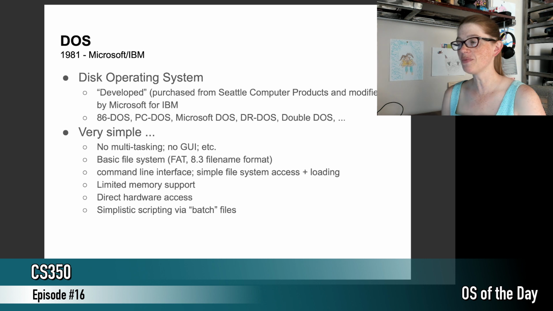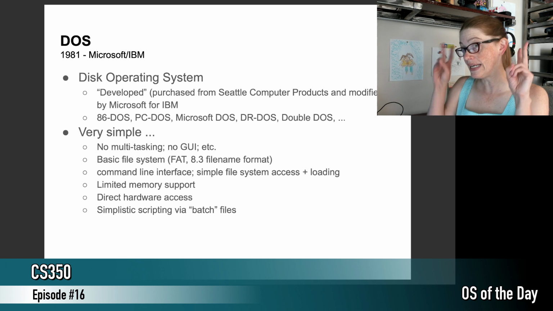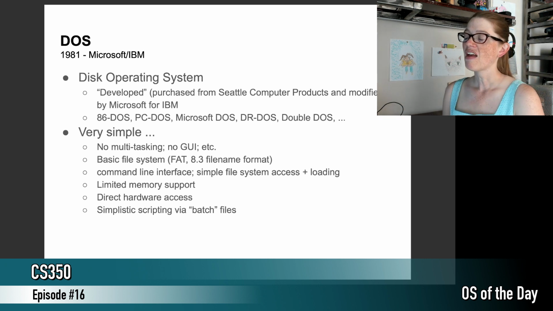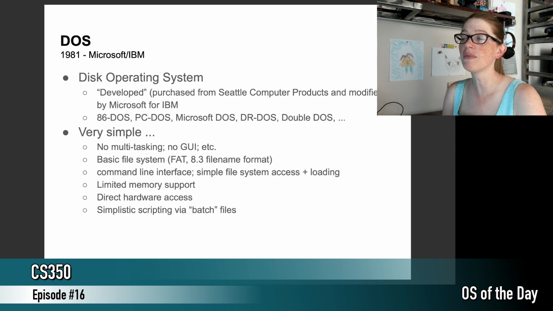So since theirs wasn't ready, they approached Microsoft and said, hey, Microsoft, can you give us an operating system for this hardware that we're about to release? And Microsoft said, sure, we can do that. And so they developed one. And by that, they purchased Seattle Computer Products and modified their operating system, which is where DOS came from. And then they sold it, or they gave it to IBM for money, obviously.